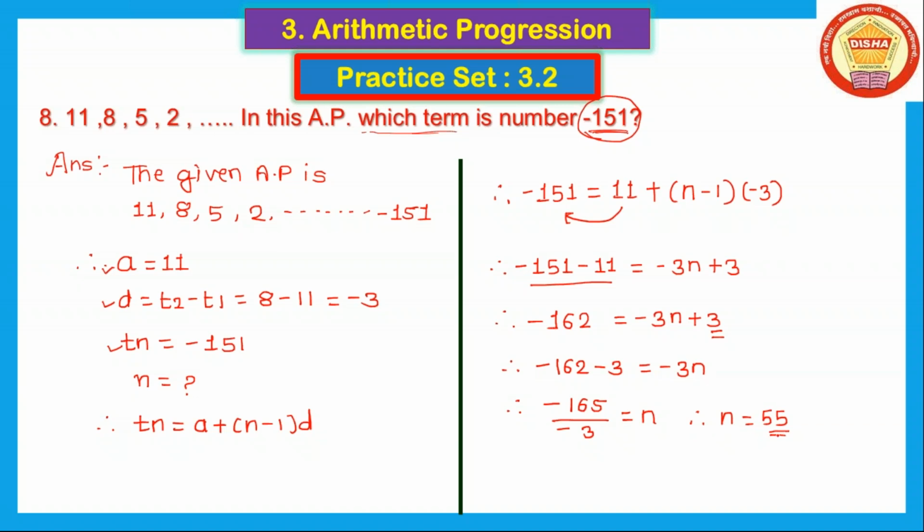What is n? The number of terms present in the given sequence. Means what is the meaning of this? That is, we write here: the 55th term in the given AP is negative 151. म्हणजे दिलेल्या अरिथमॅटिक प्रोग्रेशन मध्ये negative 151 ही टर्म 55th नंबरला येते, and this is our answer.